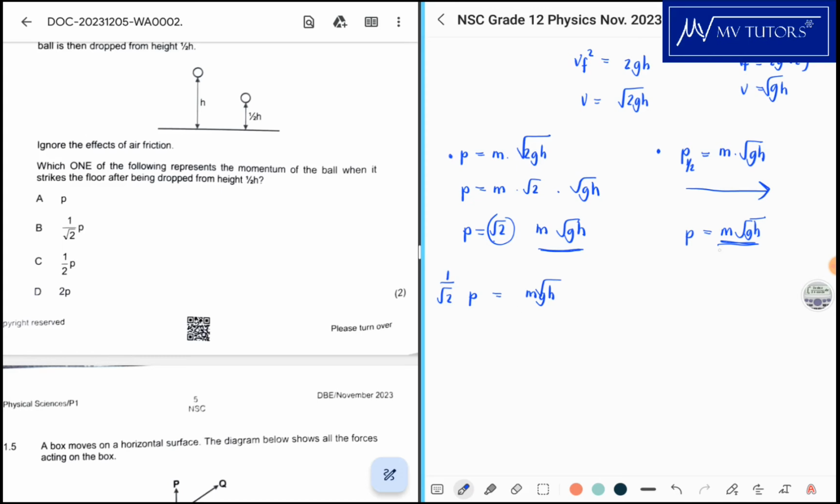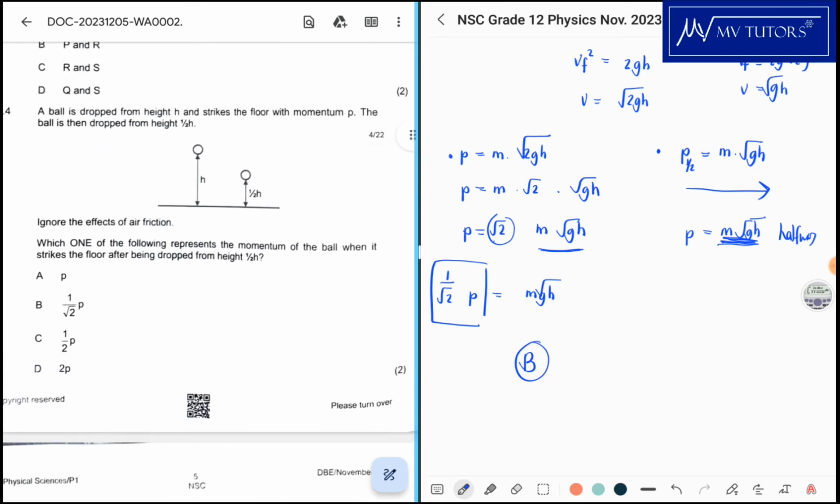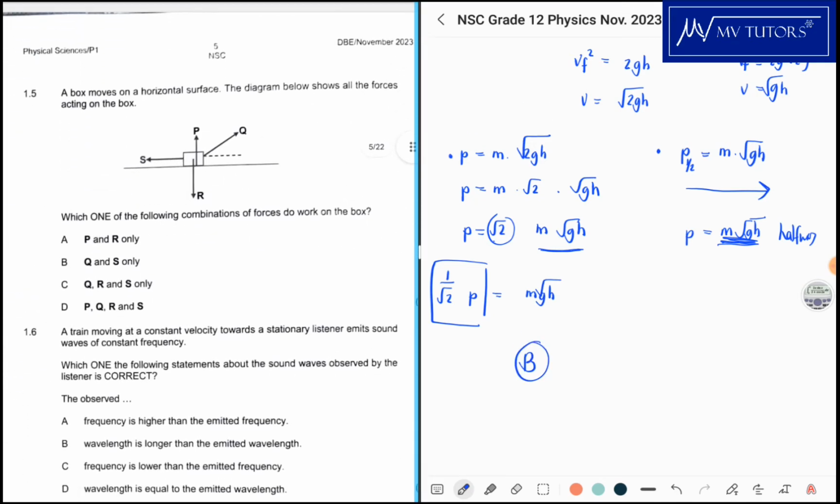Because we know that m gh is halfway, that is when the height is half. And so in order for that to be the case, we need to have 1 over root 2 p. Geez, I hope I didn't confuse you guys, but yes, that's how we conclude this question. So in this case, the answer would be B. That was a bit tricky, I have to say.